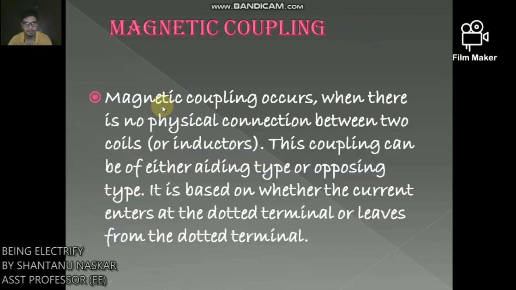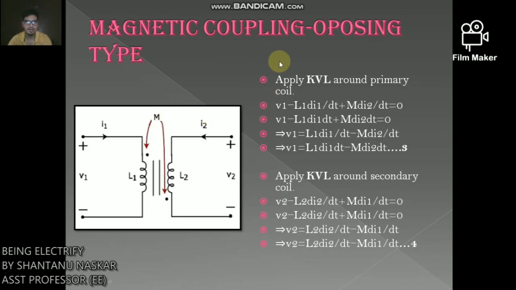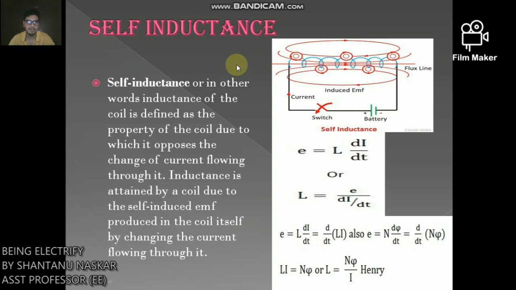Okay, so now come to self inductance. So what is self inductance? Self inductance, or in other words inductance of the coil, is defined as the property of the coil due to which it opposes the change of current flowing through it.